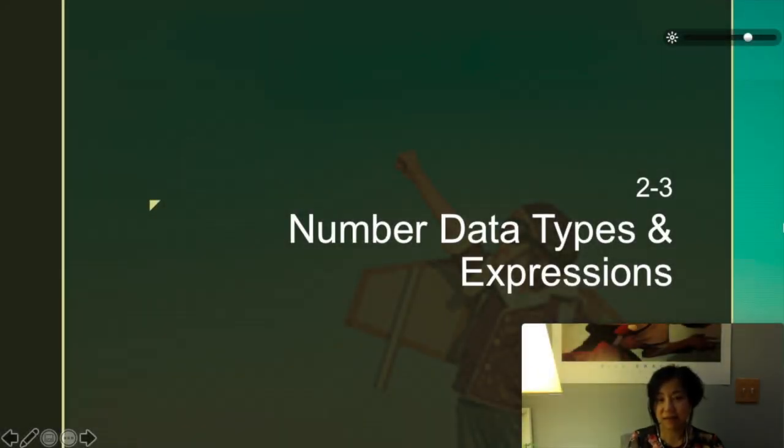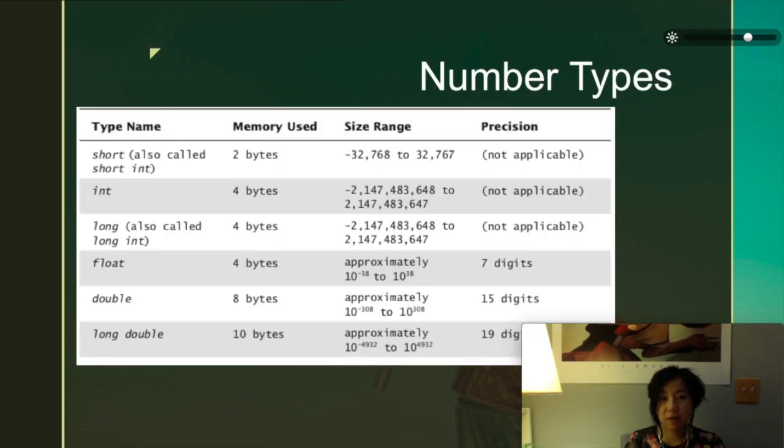Hi again, class. We are going to talk about number data types and expressions. So far we have used two different number types, int and double. You can see it in this table. There are actually other number types that we didn't use.